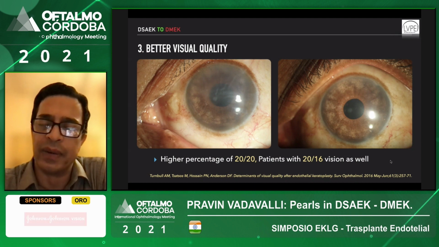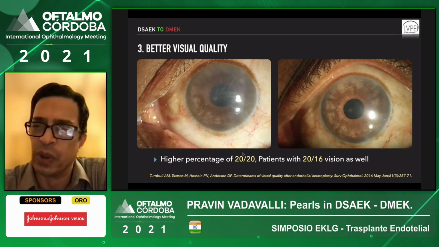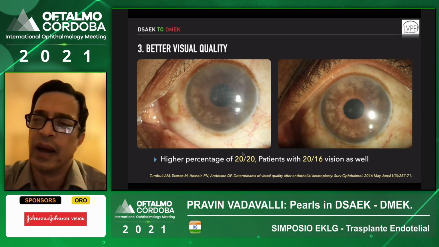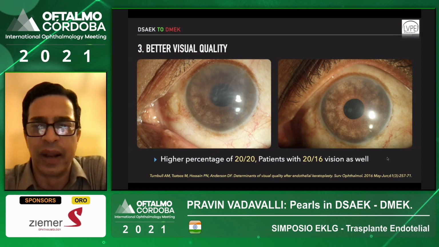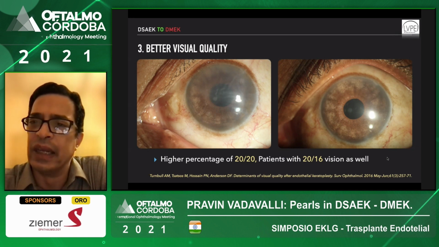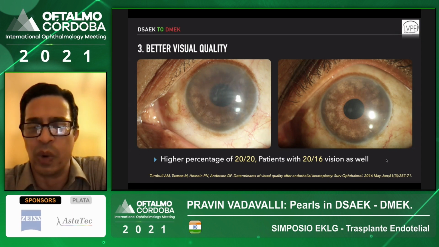The third reason is visual quality. You have seen patients who had DMEK surgery, and several of them have vision that is close to 20/20 best corrected, and it is possible for patients to achieve vision of 20/16 as well. Now, this is unheard of in any keratoplasty surgery, and that's the reason why DMEK tends to score over DSAEK as well.